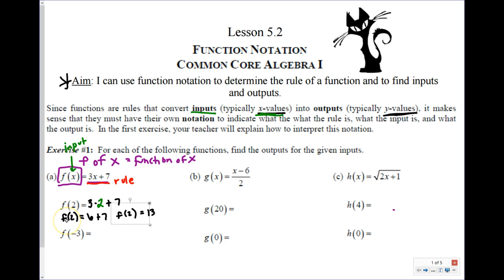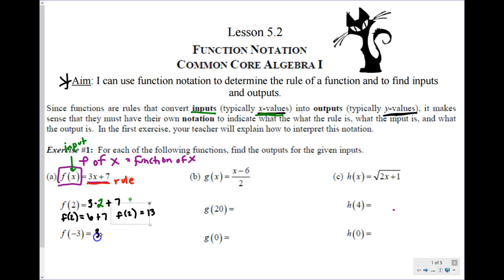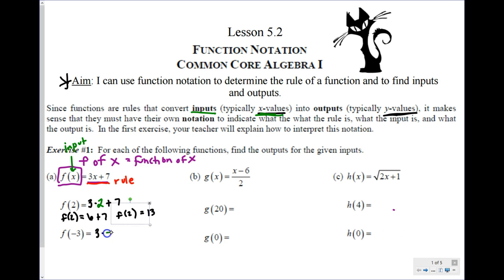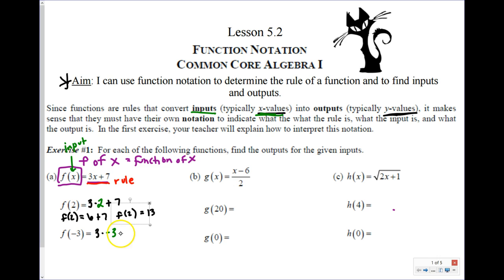The second one, f of negative 3. Instead of plugging in x, I'm going to replace the x with a negative 3. So I now have 3 times negative 3 plus 7. It's a really fancy way of what we did in lesson 1 where we plugged in an input and got an output. So f of negative 3: 3 times negative 3 is negative 9, and negative 9 plus 7 is negative 2.